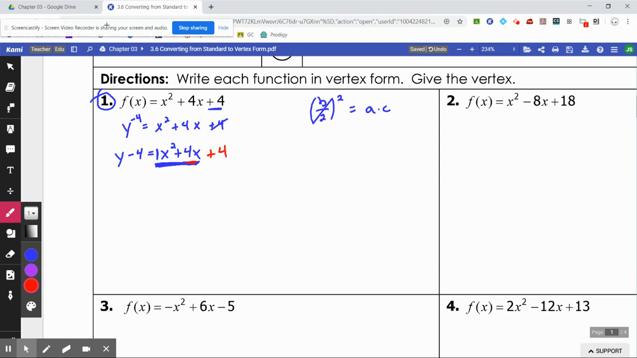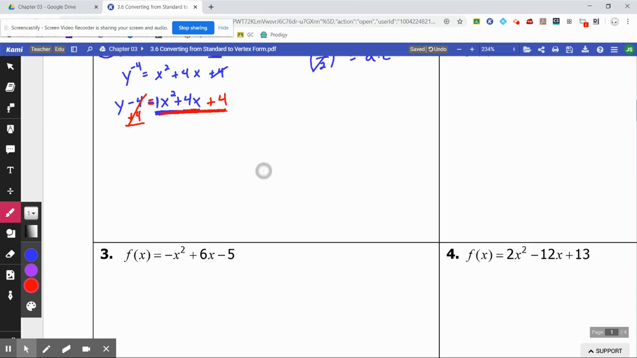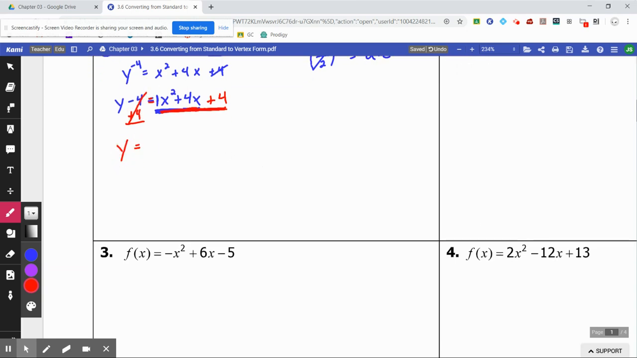That should now be a perfect square, but that's not legal. You can't just add 4 for no reason unless you do this. It's an equation. The addition property of equality says if you add 4 to one side, it's legal as long as you add 4 to both sides. So if you add that 4 to complete the square, let's do it to both sides. Clean up this side, which it actually cancels, and it leaves you with y equals.